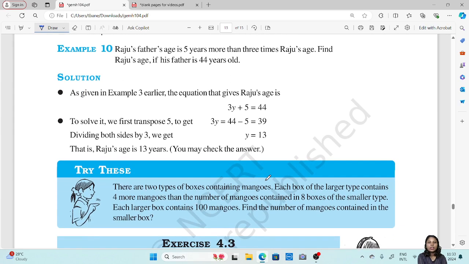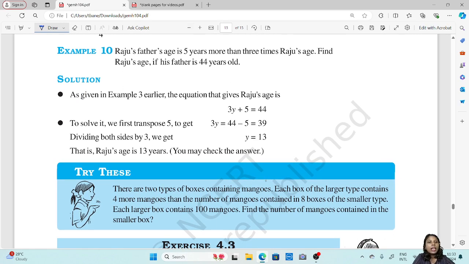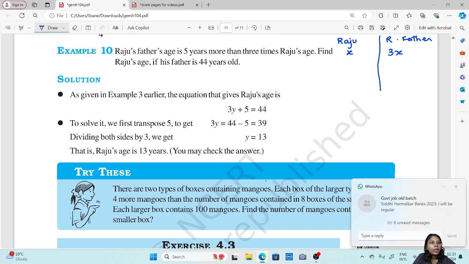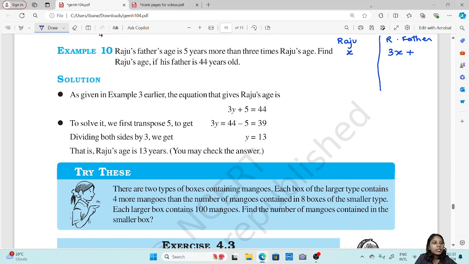Now let's look at this equation. Here they have told us there is somebody known as Raju, and his father is there, Raju's father. Let's understand what they are saying. Raju's father's age is 5 years more than 3 times Raju's age. So Raju's age we consider, say, x. Now what they are saying is that his father's age is going to be 3x plus 5.